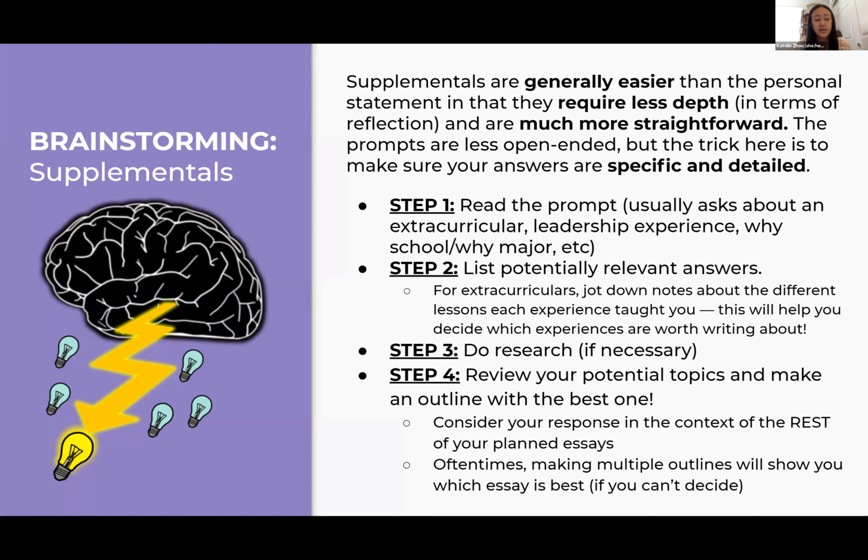This third step is to do research if necessary. So this one is really appropriate for the questions that ask you why school, like why this school or why this major. A lot of times people think these questions are easier because you can just recycle the same answer you wrote for all the other schools, but you actually want to avoid doing just that, because the schools are looking to see that you really have put in the effort to look into their programs and look into their campuses and what really distinguishes them.